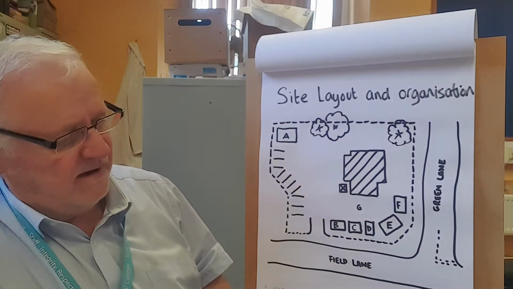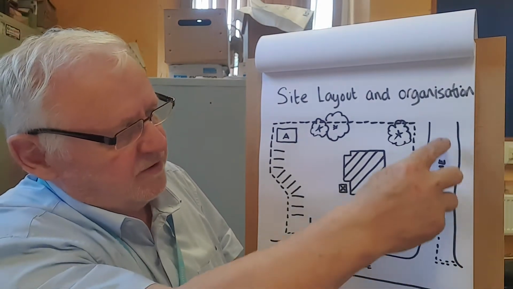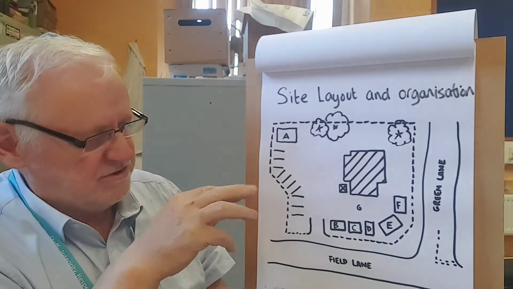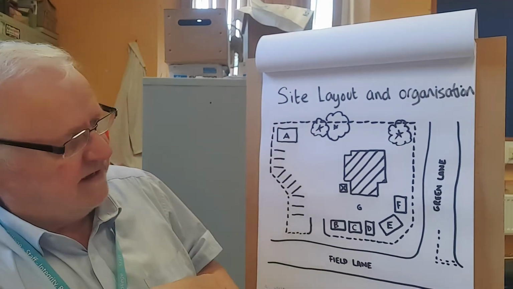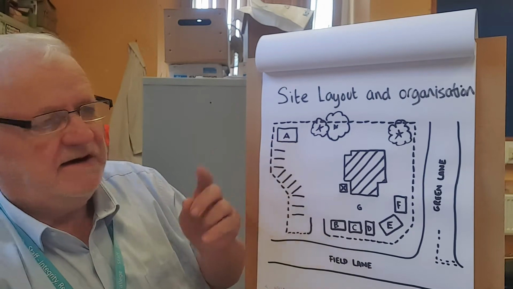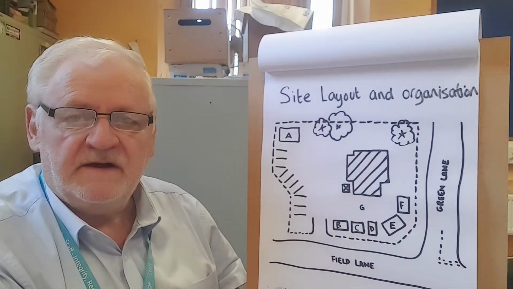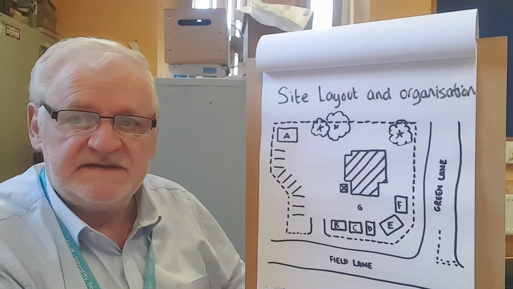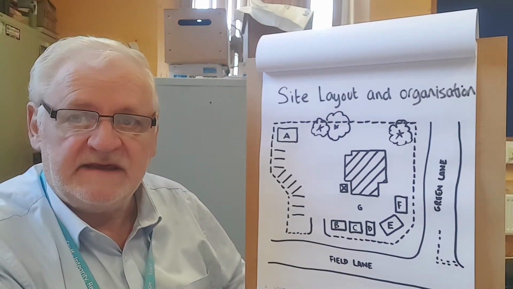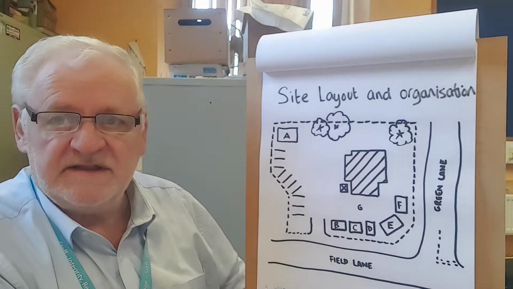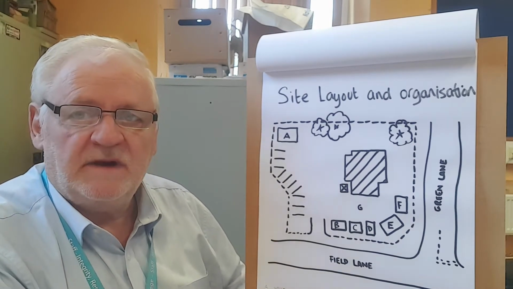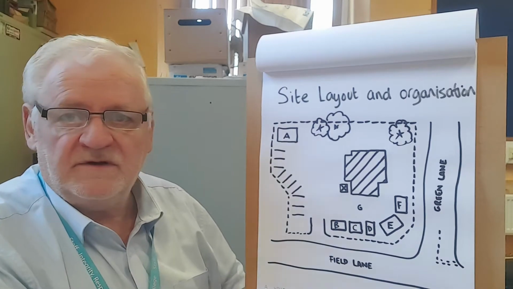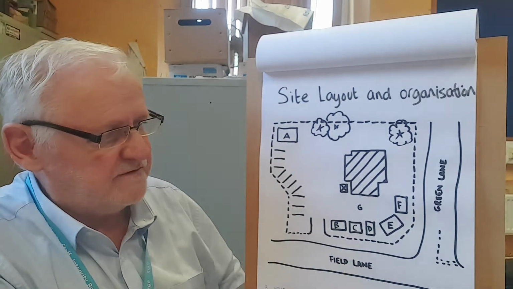We've got a field lane, and we've got green lane. This is the location of the project. We've got the welfare facilities, which are in the corner here, well out of the way of people coming in and out of the site. It's where the water is. It's where the sewage already is, so we can have toilets and we can have showers, and we can have places where people can go for quiet or for cleaning themselves up after the work.